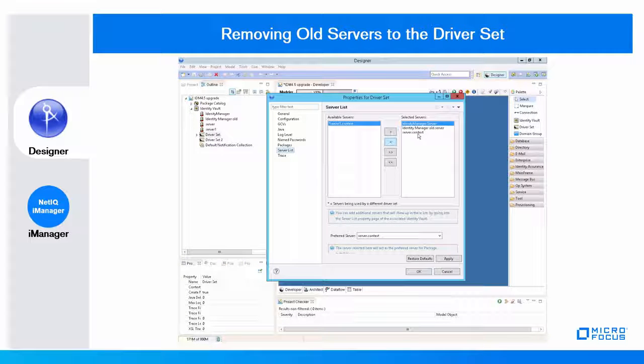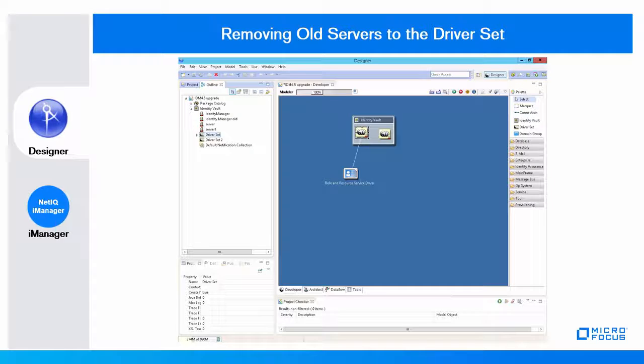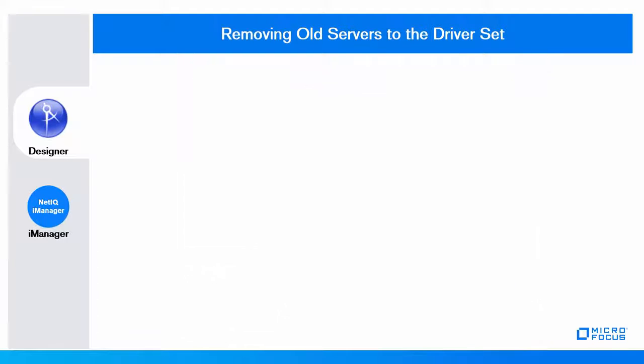Select Server List. Select the old Identity Manager server in the selected servers list and then click this arrow to remove the server from the selected servers list. Click OK to save the changes. Deploy the change to the Identity Vault.